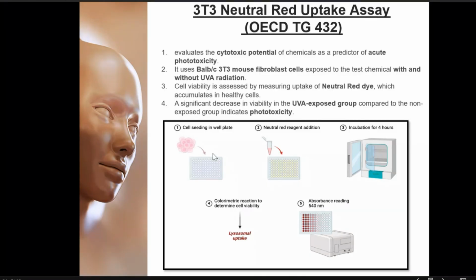So this is the procedure. You have to seed the cells in the well. You keep the cells in the well, and after that you apply the neutral red reagent, and then you incubate for 4 hours. Then absorption is read at 540 nanometers. If there is more uptake of the neutral red, it indicates healthy cells. If there is less uptake, it indicates non-viable cells.